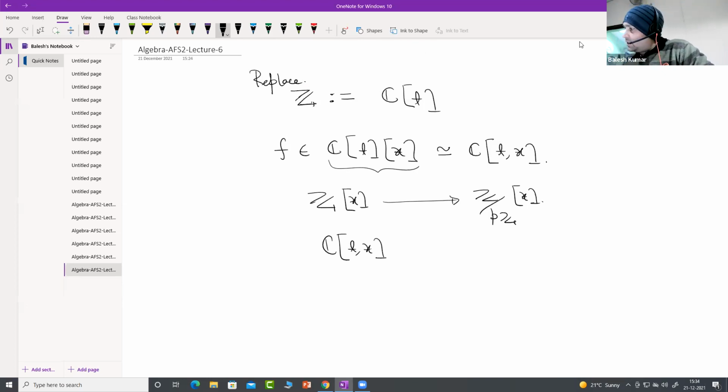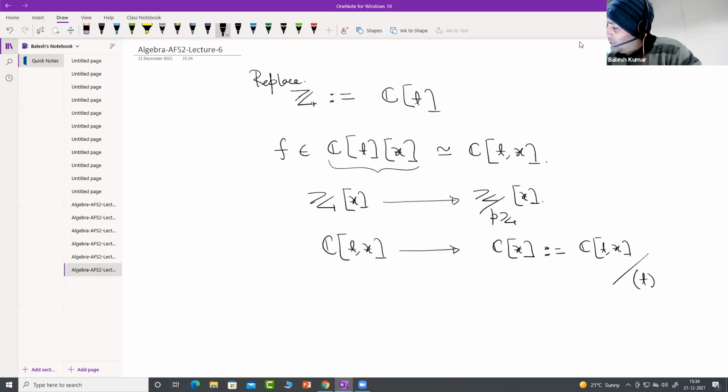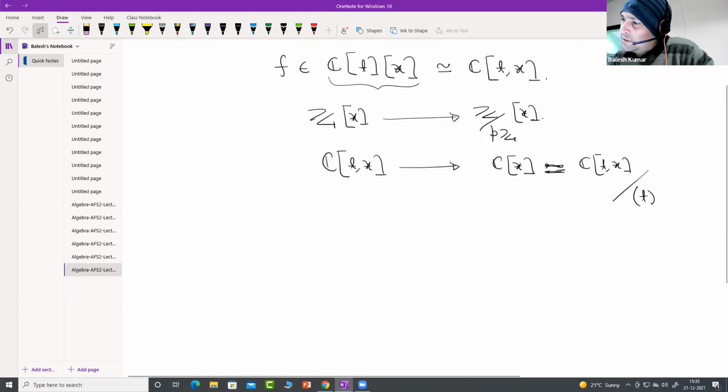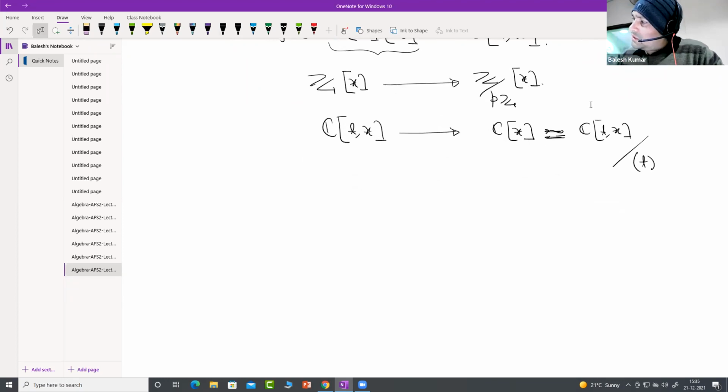Now what we can think of is going modulo the principal ideal generated by the indeterminate t. If you look at C of t of x and take the principal ideal generated by t, then one can prove that the quotient is isomorphic to C of x. So the analogy will be like this. Now let me state this as a proposition, and then we will try to prove it.